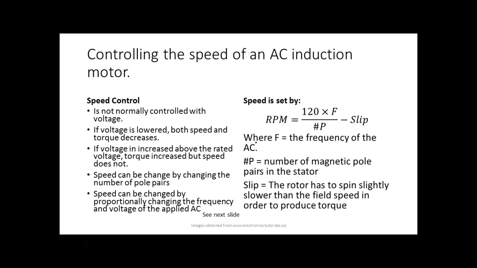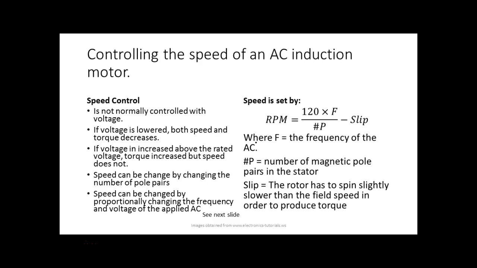So, speed control of an AC motor. Speed is not normally controlled with voltage. If voltage is lowered, both the speed and torque decrease. If voltage is increased above the rated voltage, torque increases, but speed does not. Speed can be changed by changing the number of poles.